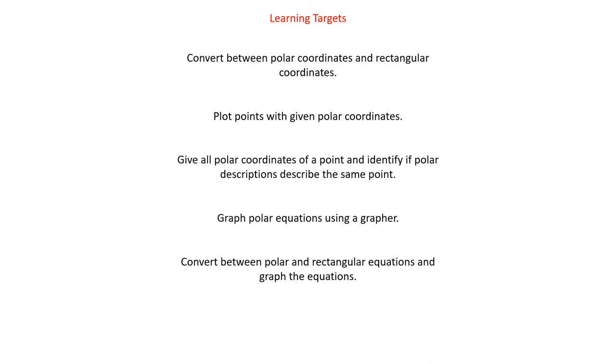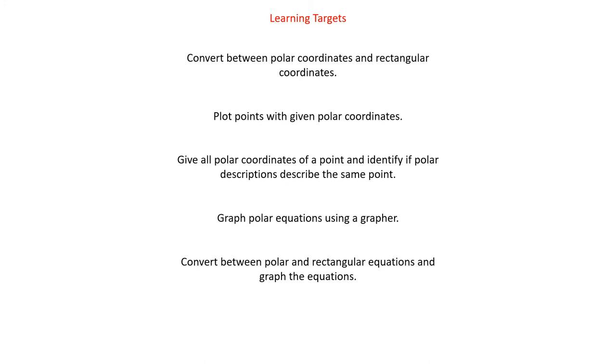Graph polar equations using a grapher. Again, that's more next time. A grapher is just a graphing calculator, or Desmos. Desmos is easy. You just type in the equation just like it says, and it gives it to you. On a calculator, you just change the mode to polar. It's right by where the parametric mode was. And then you just type it in as it says.